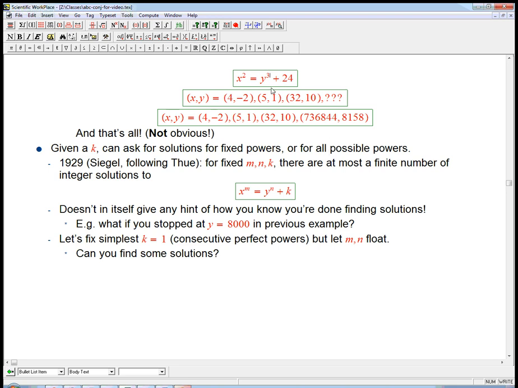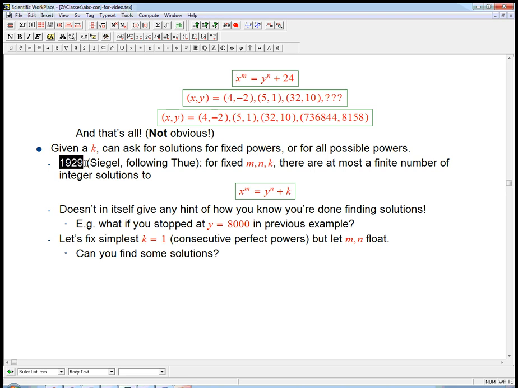We could also have looked for any possible powers. We could have said, what if this were an m and this were an n, and those can be anything we want. So are there any other pairs of perfect powers that differ by 24? That's a much broader question and could be much, much harder and could, in principle, have a lot more solutions and, of course, could have an infinite number of solutions.